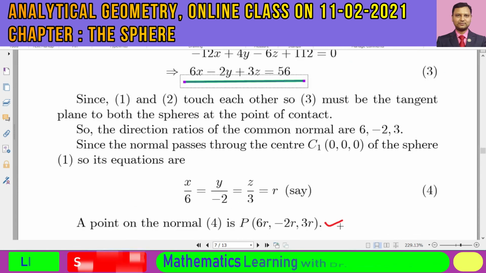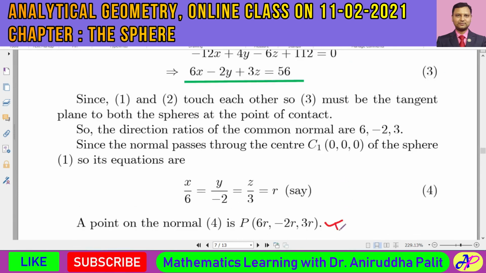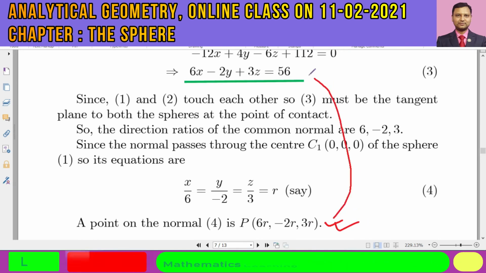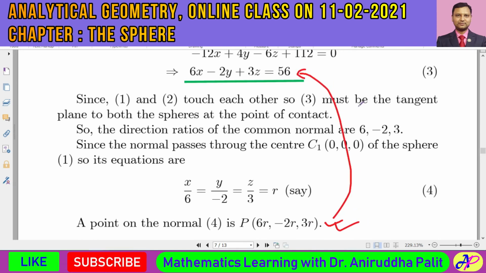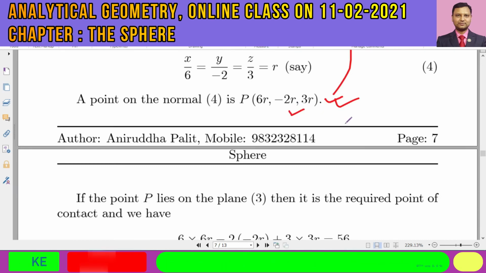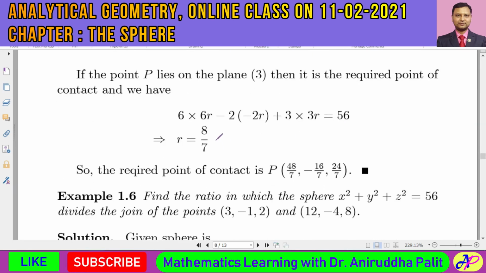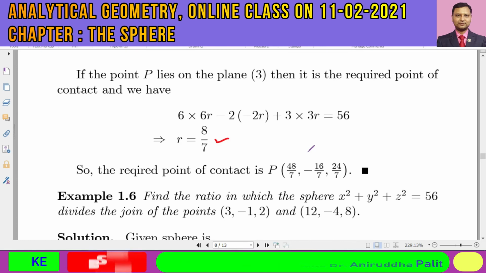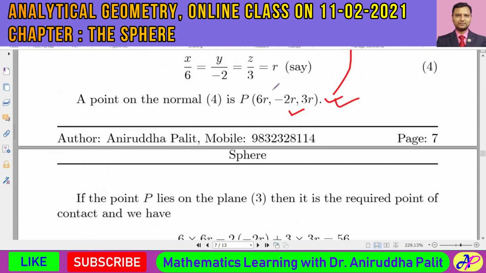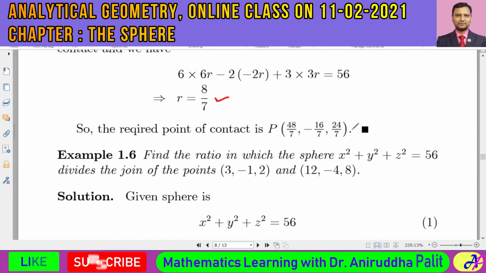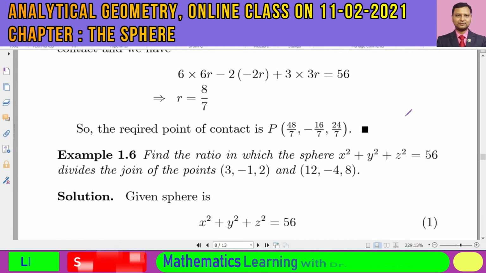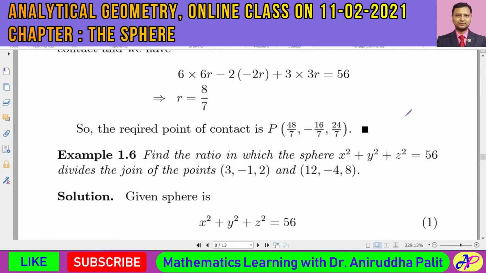So if we put the expression of P in this plane of contact, then we will be able to compute the value of this parameter R. So we would get R equal to 8 by 7. If we put this value of R equal to 8 by 7 in this expression of the point P, then we will be able to find the coordinates of the point P at which both of these two spheres are touching each other. So in this way, we can solve this problem.